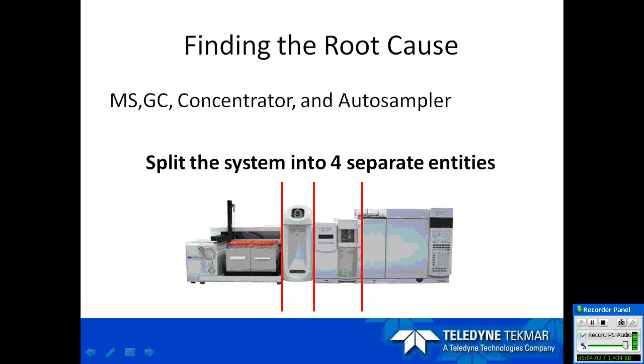First, we want to find the root cause. Basically, you have four separate entities you want to separate this into: your detector, your GC, your Purge and Track, and your auto sampler. You always want to start with your detector and work backwards, with your auto sampler as the last one you troubleshoot.